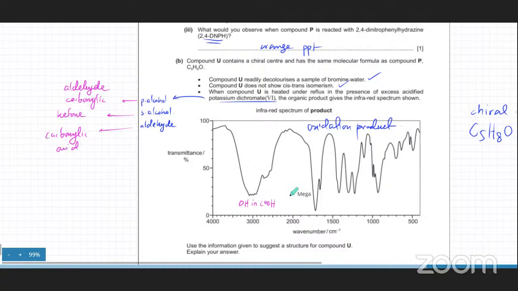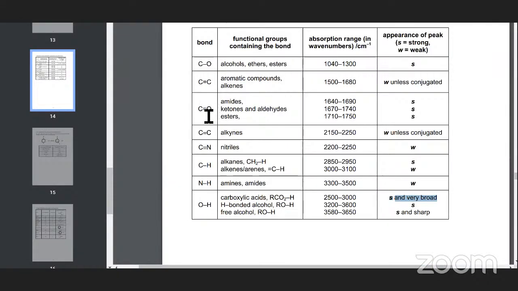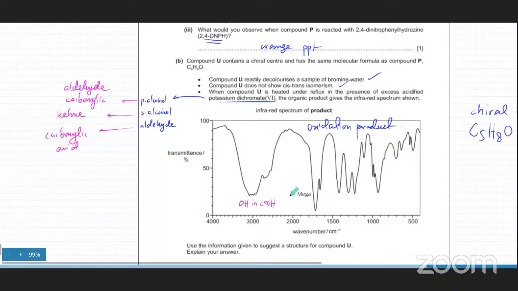Then there's this very strong absorption at around the 1700 mark. So open the data booklet. Remember the C=O bond. That's a strong absorption around the 1700 mark, and the appearance of the peak is strong. So that's your C=O bond. That pretty much confirms that the product is a carboxylic acid.